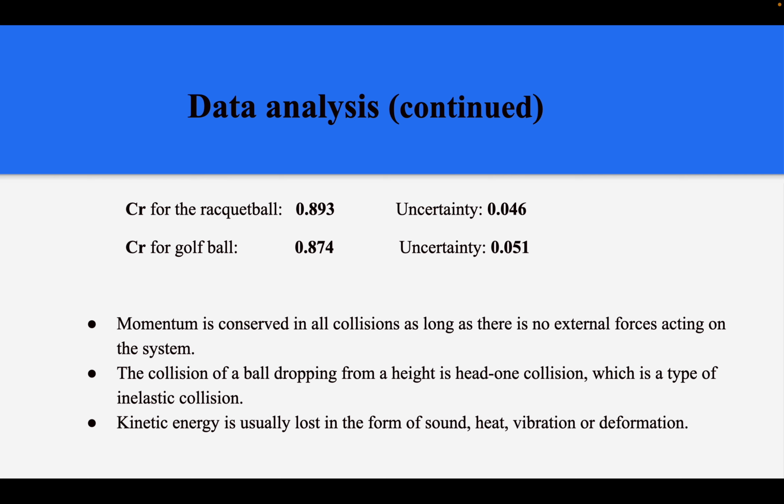We said that the range of coefficient of restitution should be between 0 and 1, 0 being a completely inelastic collision, and 1 being an elastic collision. The numbers are closer to 1, however, there are no 1s. Therefore, some of the kinetic energy was probably lost or converted to vibrations, heat, sounds, and it also could be deformation, and we noticed that the racquetball, since it has a different material, probably experienced some kind of deformation.